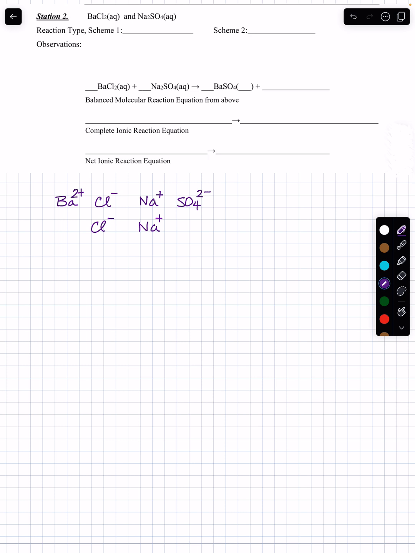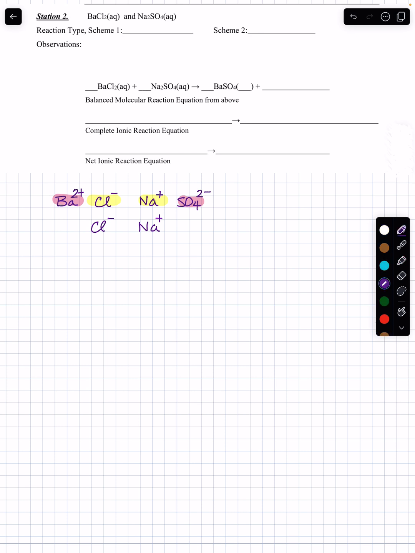So predicting products, we're going to swap ions. So barium came with chlorine and sodium came with sulfate, and so we're going to switch it up and we're going to exchange the barium and the sodium. So we're going to have barium with sulfate and sodium with chloride. So maybe highlight them this way. Here we go. So we'll put sodium and chloride together and barium and sulfate together.